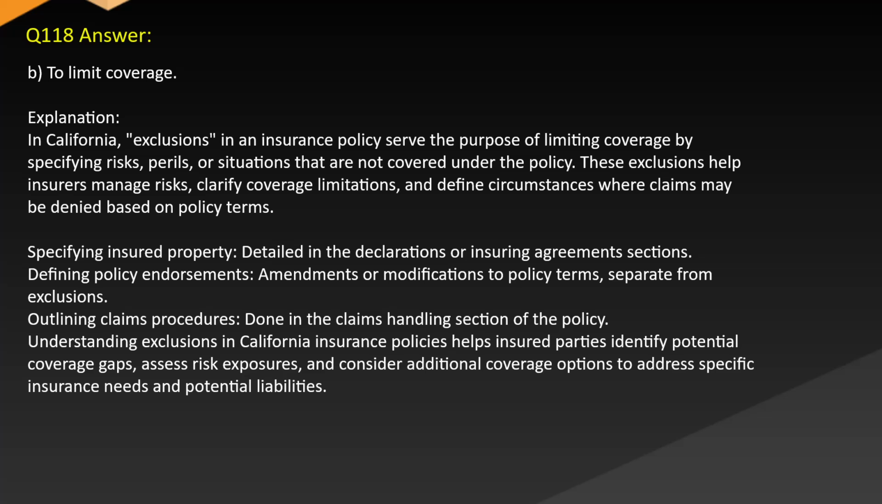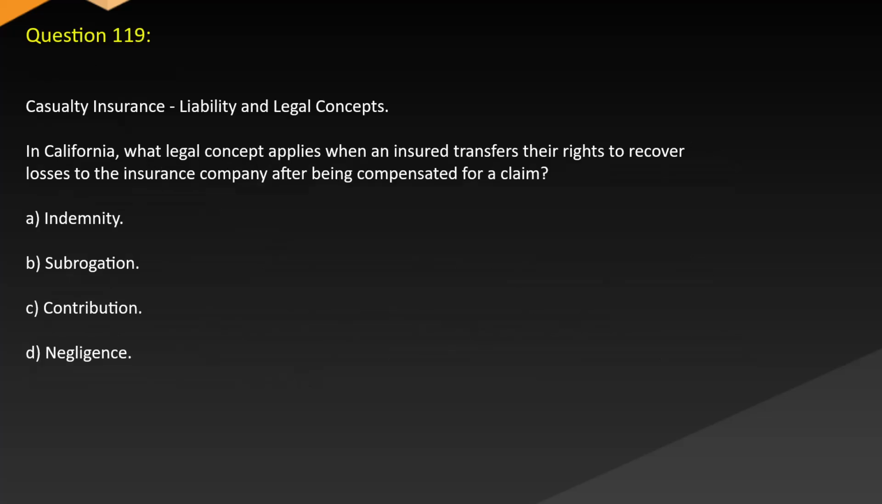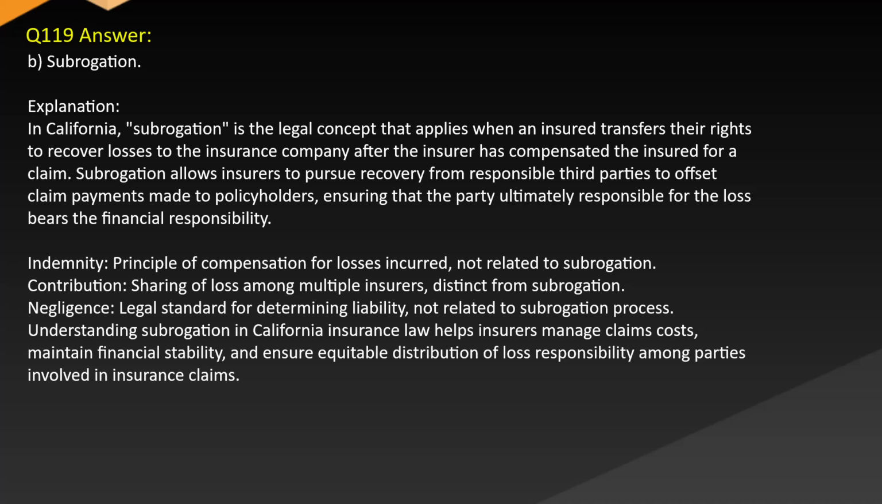Understanding exclusions in California insurance policies helps insured parties identify potential coverage gaps, assess risk exposures, and consider additional coverage options to address specific insurance needs and potential liabilities. Question 119. Casualty insurance. Liability and legal concepts. In casualty, what legal concept applies when an insured transfers their rights to recover losses to the insurance company after being compensated for a claim? A. Indemnity. B. Subrogation. C. Contribution. D. Negligence. Answer: B. Subrogation.